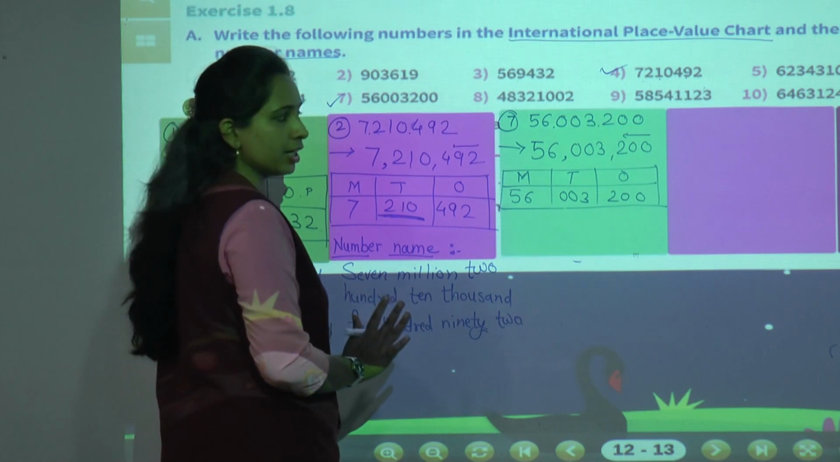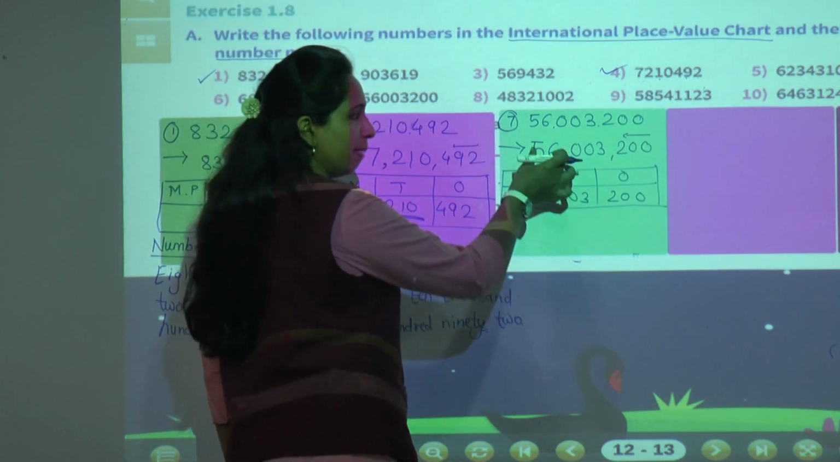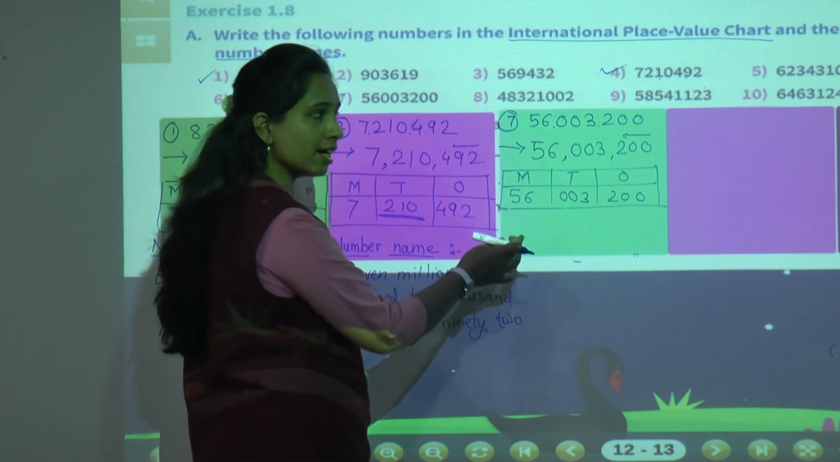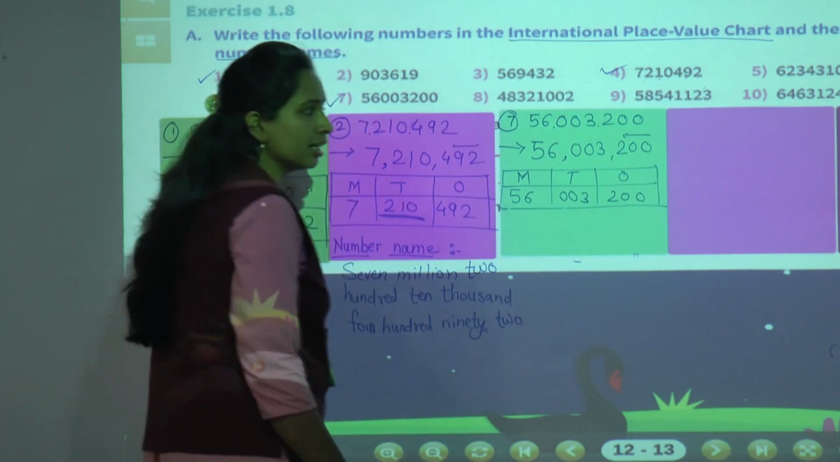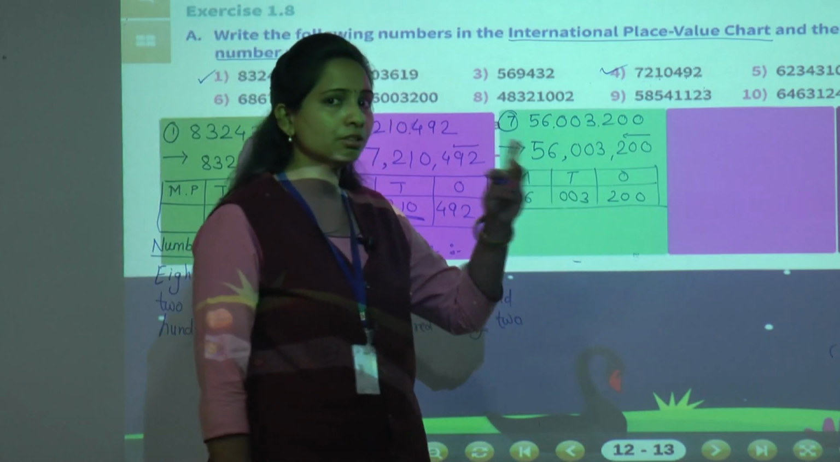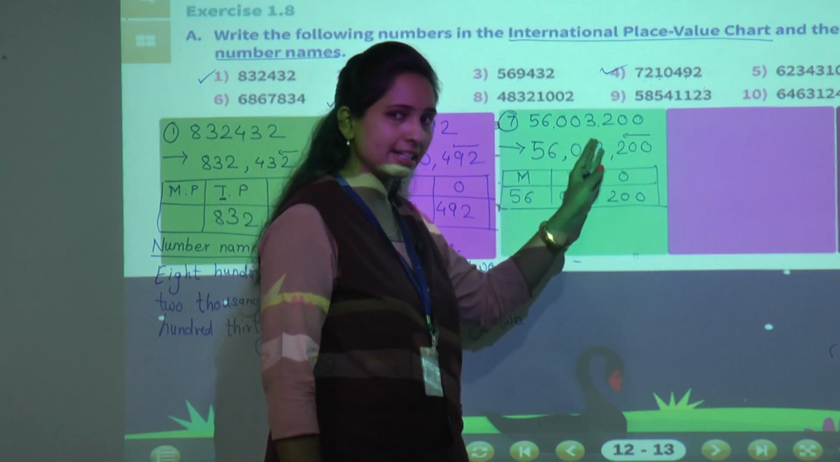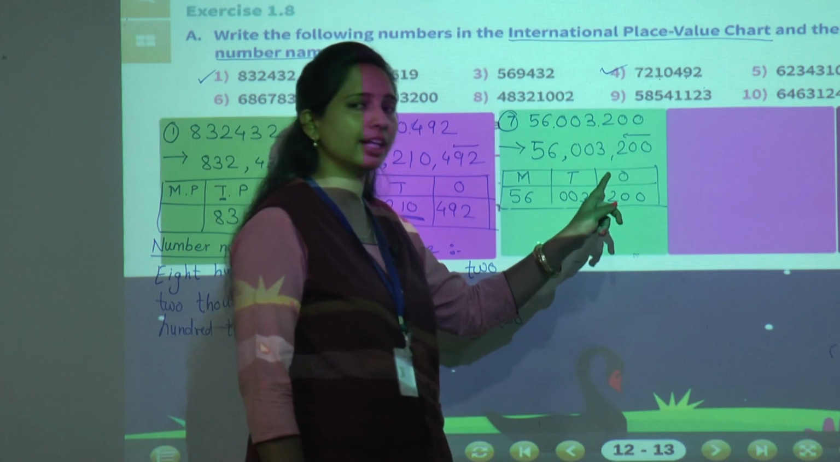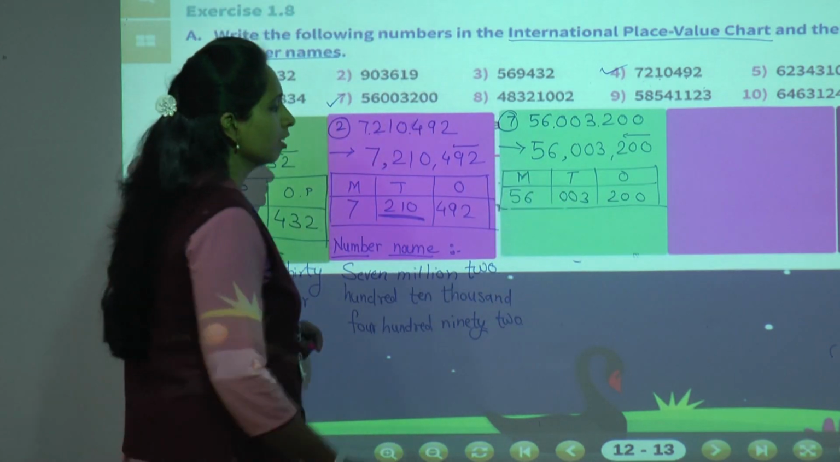Are you getting what we are doing? I am just placing the numbers in the place value chart. Which place value chart? International place value chart. What is the international place value chart? Numbers will be divided into 3 digits from the right side. 3 numbers will come in ones period, the next 3 numbers in thousands and the next in millions.